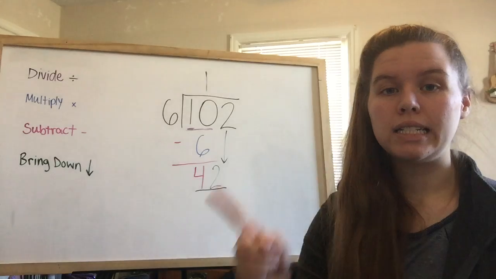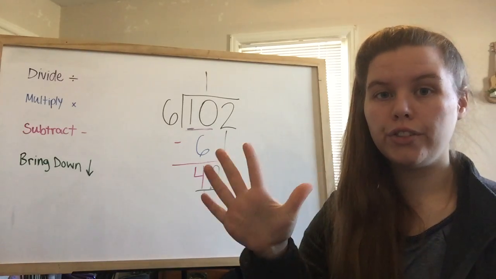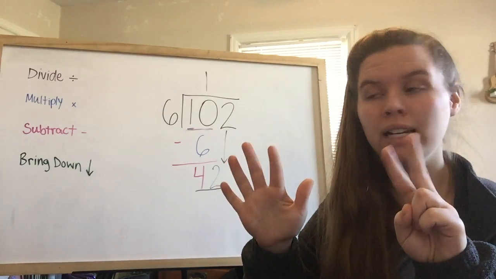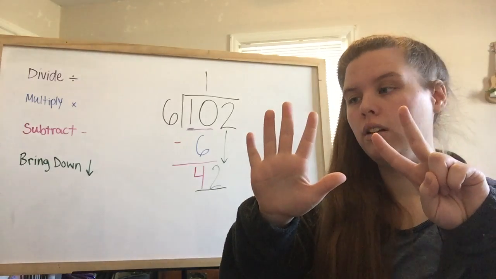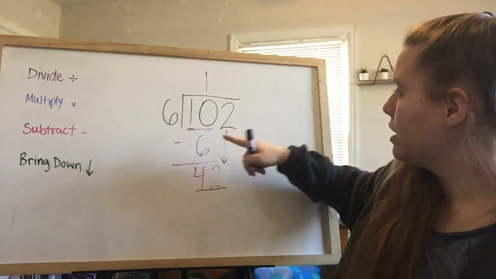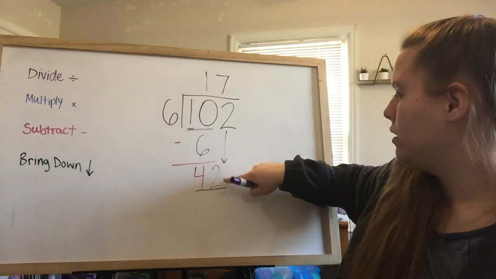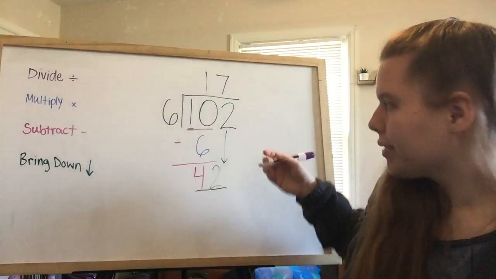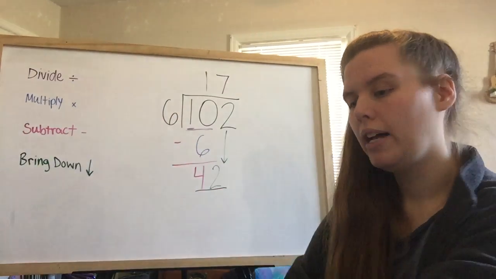Let's count. 6, 12, 18, 24, 30, 36, 42. There's my number. And how many times did I count by 6 until I said 42? 1, 2, 3, 4, 5, 6, 7, right? So I counted by 6s 7 times to get 42. Notice I'm lining up my 7 with my 2s. And it's a little crooked, but you get the point. Okay? So now we're going to multiply.